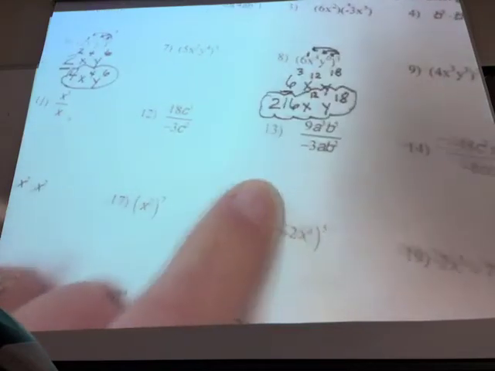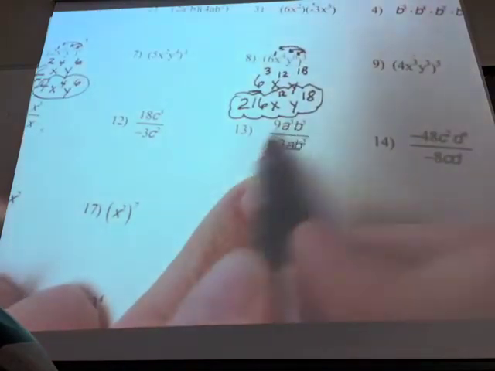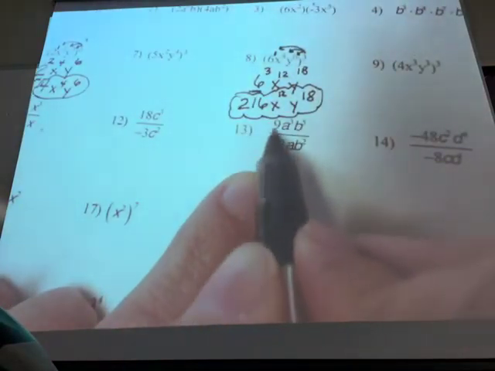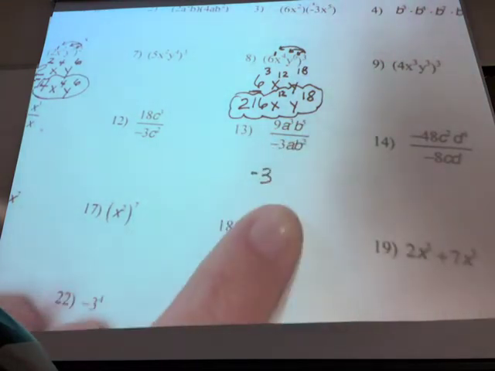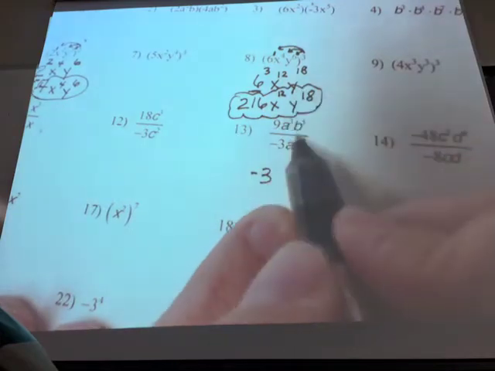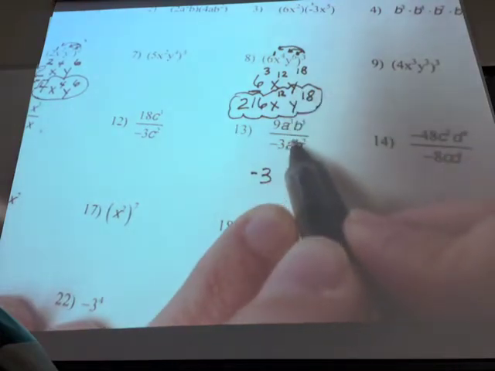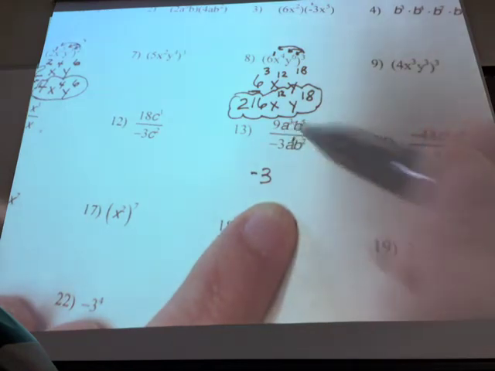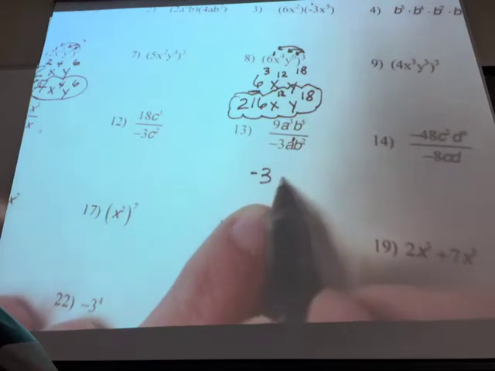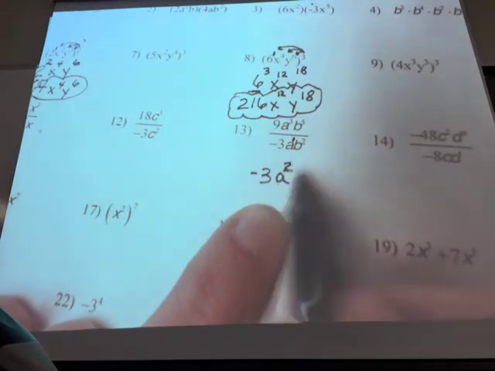Let's look over at number 13, again, another division problem. Go ahead and if you have regular numbers, divide them. 9 divided by a negative 3 is a negative 3. Now let's look at your variables. The a does not have an exponent, so write in a little 1. Now it's going to be a to the 3rd minus a to the 1st. So 3 minus 1 is 2. So that's going to leave a to the 2nd power.